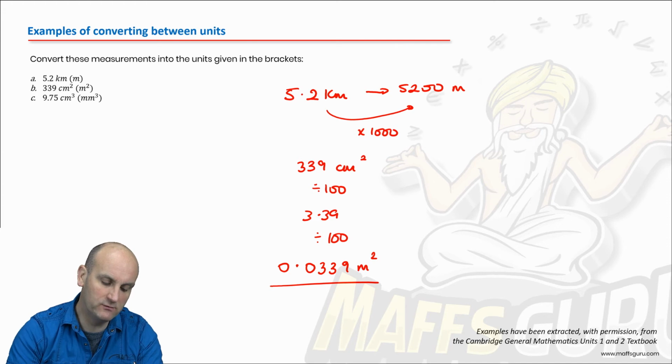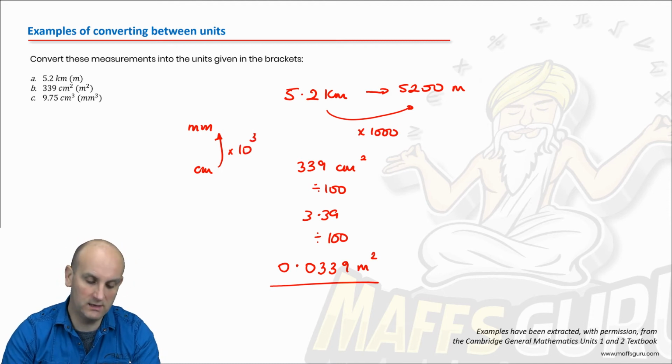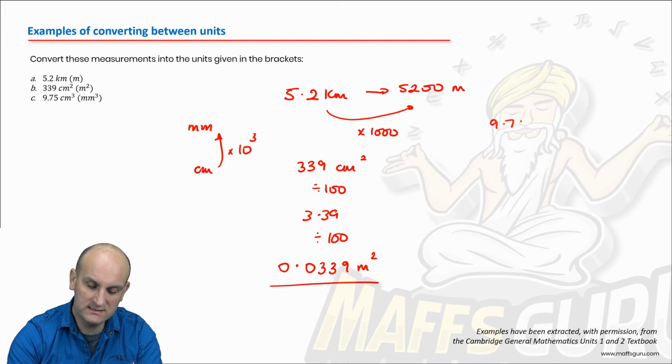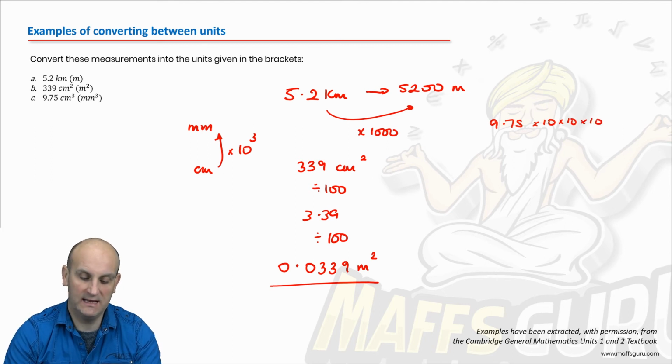And 9.75 centimeters cubed to millimeters cubed. So let's just see if we can remember how to do that. So I've got millimeters to centimeters. This is volume. I know I'm going from centimeters to millimeters. I'm going the other way around, so that's good. That's a times by 10, but I'm doing volume, so it's a floaty 3. So I've got 9.75, which I'm going to times by 10, and times by 10 again.